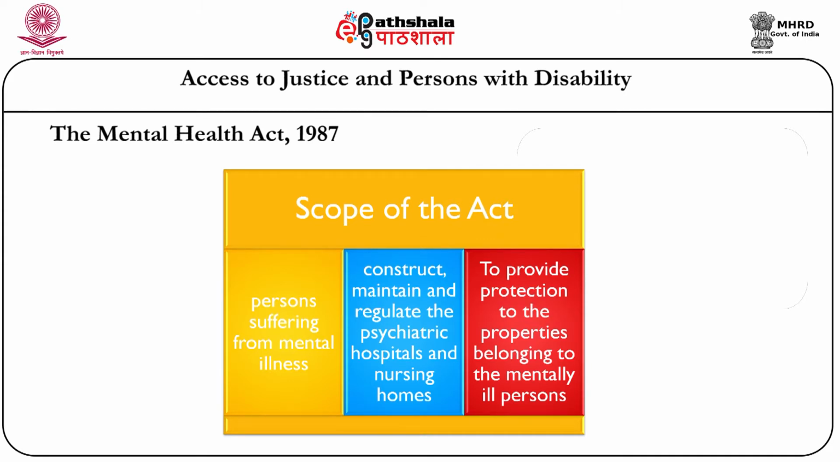Then the object of the act: it provides for the establishment of psychiatric hospitals and nursing homes for the treatment of persons with mental illness. In addition to the establishment of hospitals, it also provides protection to the properties of persons with mental illness. When we talk about mental illness, the person cannot take care of himself or his own property. So, there is a need for a higher level of protection to the property belonging to the person with mental illness.